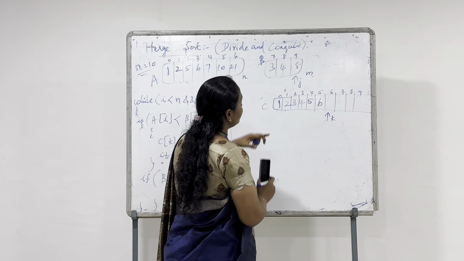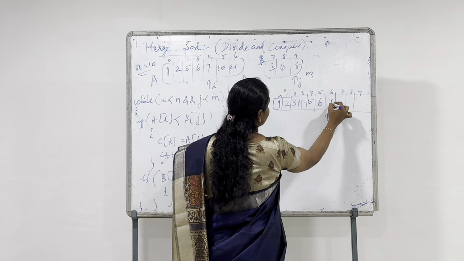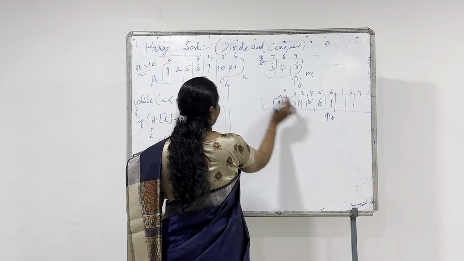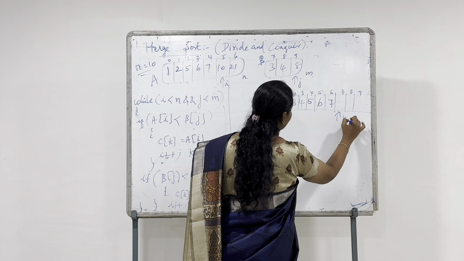Now compare 7 and 8. Again 7 is the lesser value compared to 8. Increment I value, increment I and also K.